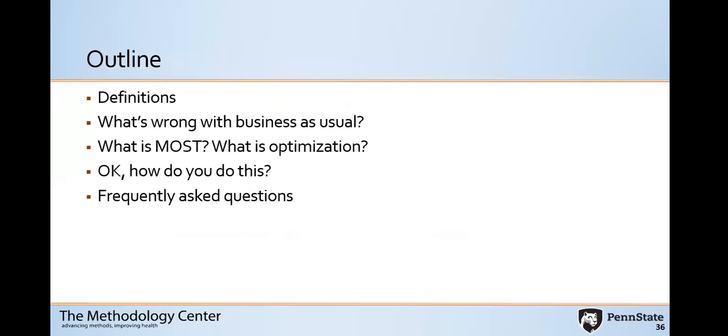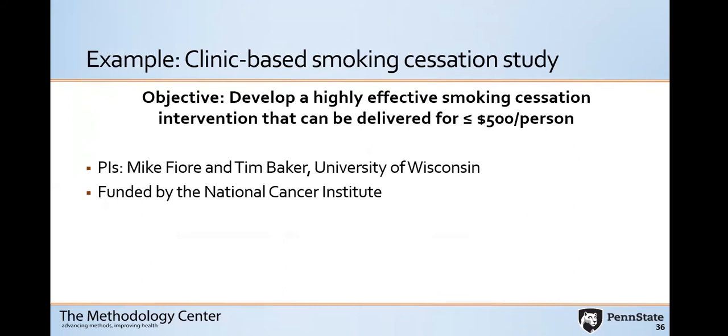So you're probably wondering at this point, how do you do this? I'm going to give you an example, and at this point there are many examples of applications of MOST. This one is a clinic-based smoking cessation study. The objective here is to develop a highly effective smoking cessation intervention that can be delivered for less than $500 a person. The principal investigators are Mike Fiore and Tim Baker at the University of Wisconsin, and this study was funded by the National Cancer Institute.